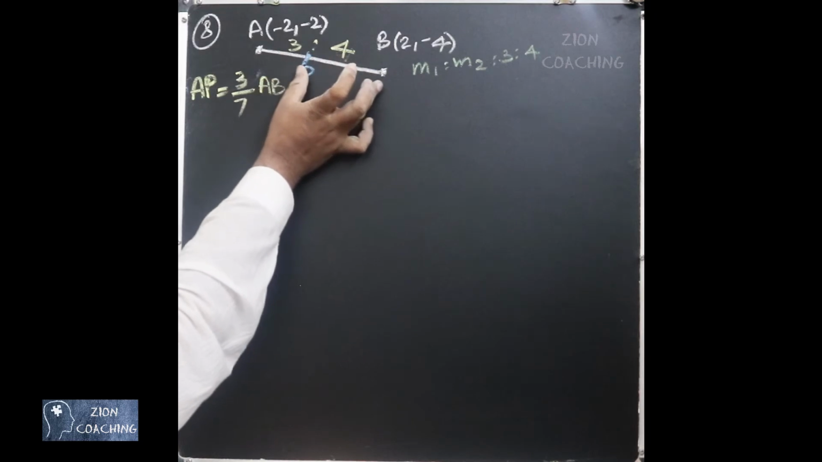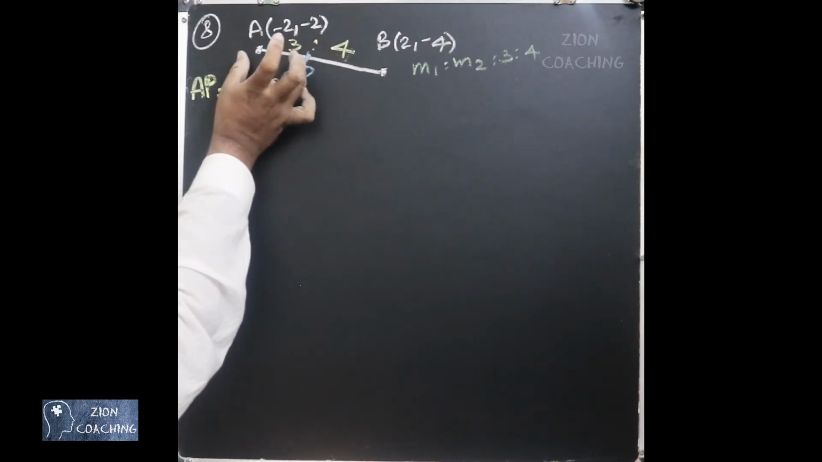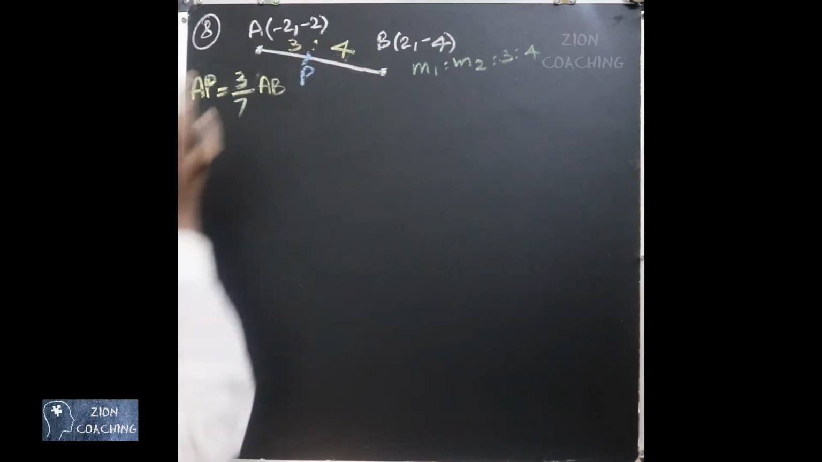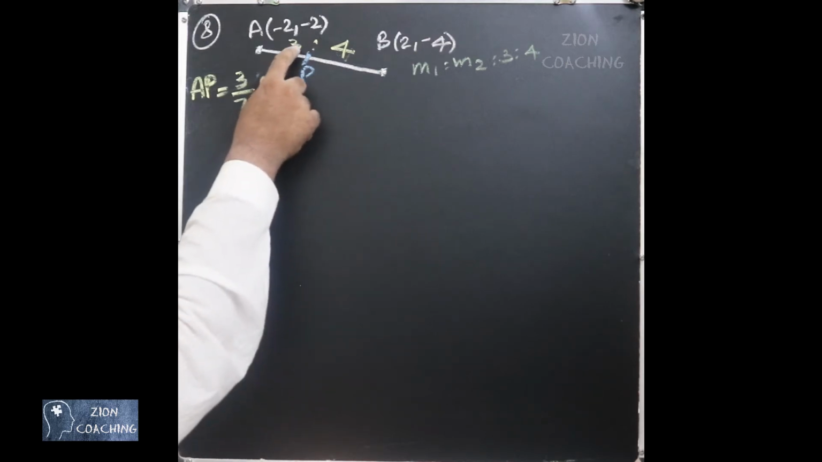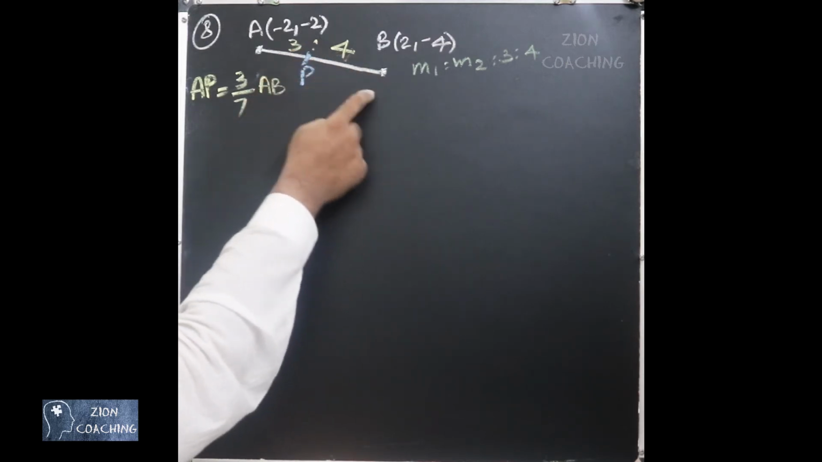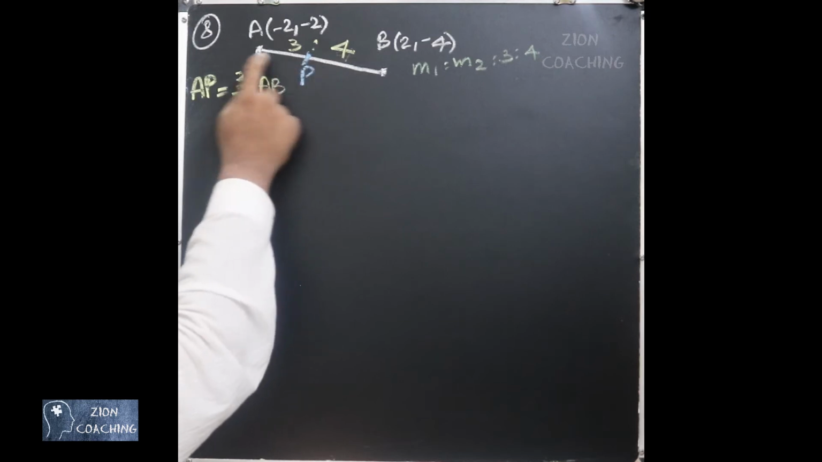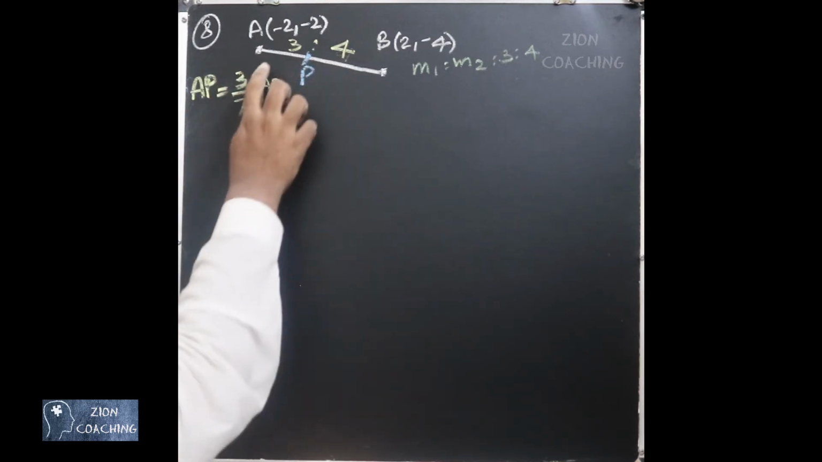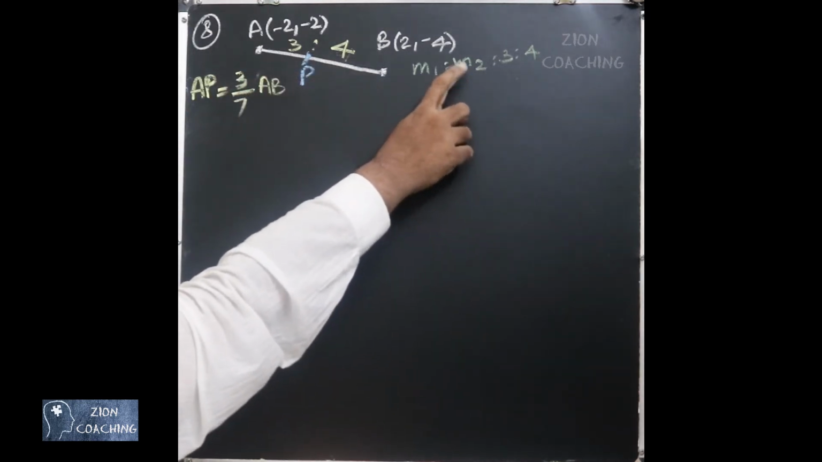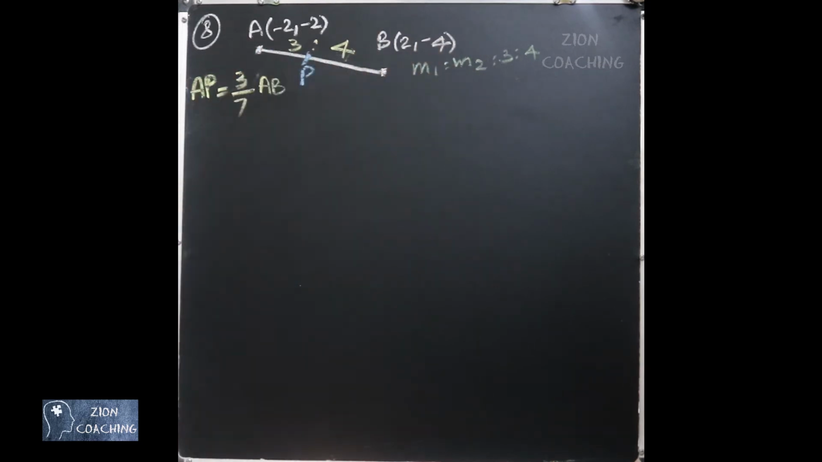Then what will be the remaining parts? If total is 7 and this is 3, the remaining is going to be 4 parts. So now I have found that BP is going to be 4/7 of the total. So now we have found the ratio that it is 3:4. After finding the ratio, finding P is going to be very simple.